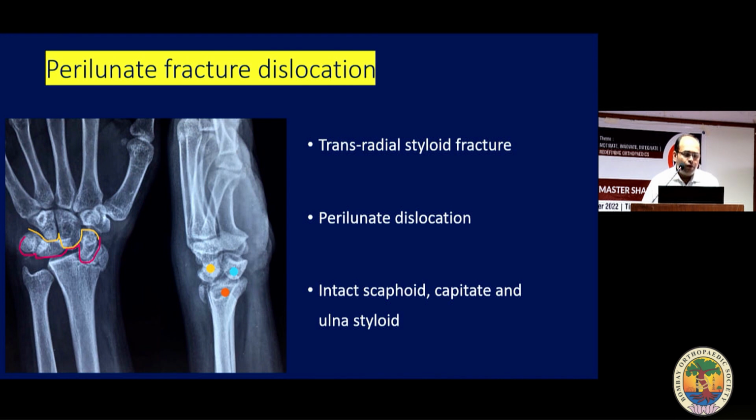Now another important case: sometimes you don't see a fracture in the scaphoid, but you see a fracture in the distal radius. This is a lesser arc injury, where there is a transradial styloid fracture and you see a disturbed arc of Gilula, while the scaphoid, capitate, and ulnar styloid are intact.